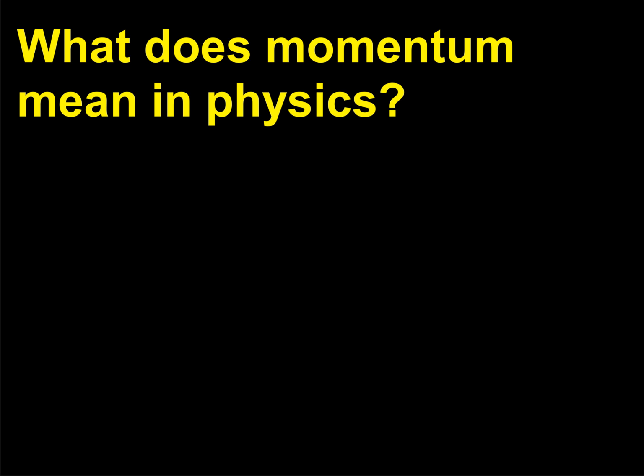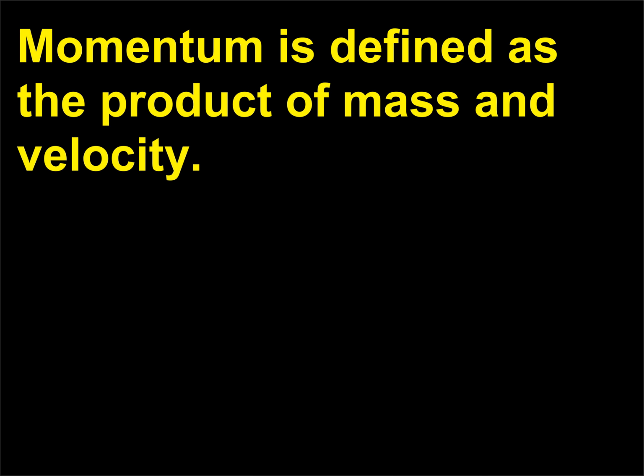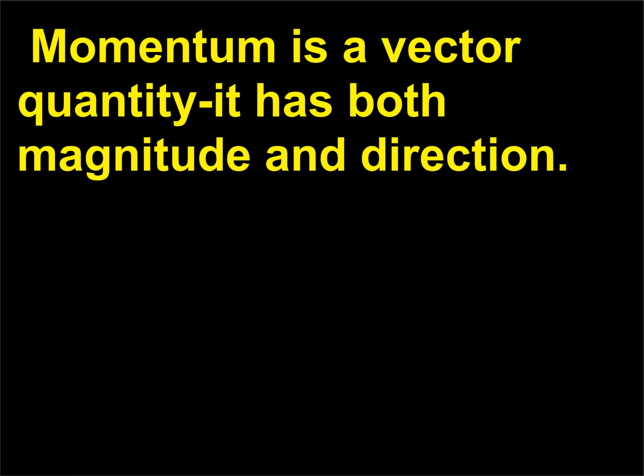What does momentum mean in physics? Momentum is defined as the product of mass and velocity. Momentum is a vector quantity. It has both magnitude and direction.